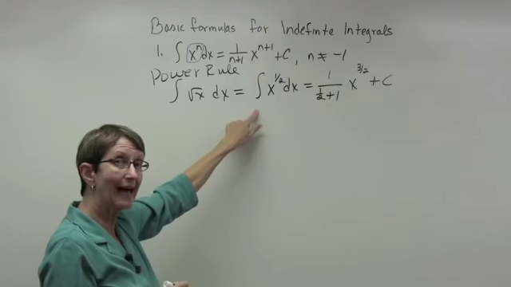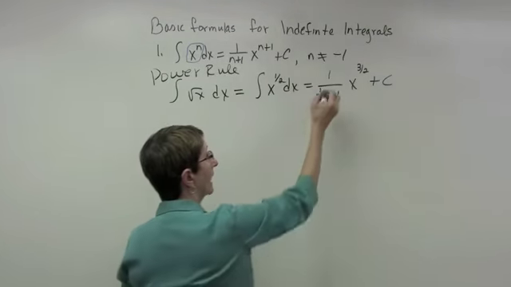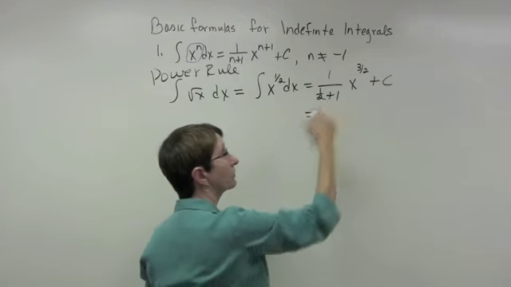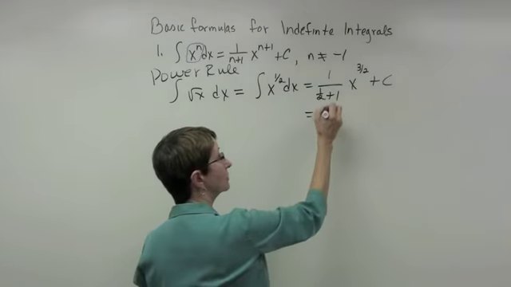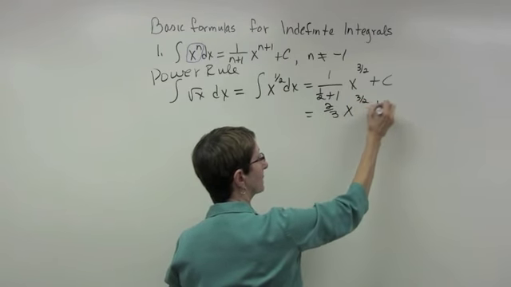Whenever there's an integral sign here, you have to put the plus c on the end. So here I'd have 1 over 3/2. That's the same as 2/3 x to the 3/2 plus c.